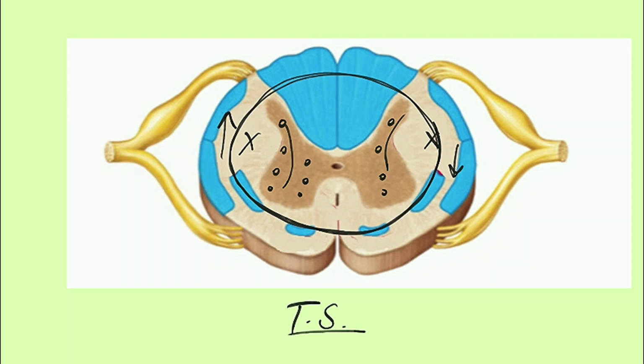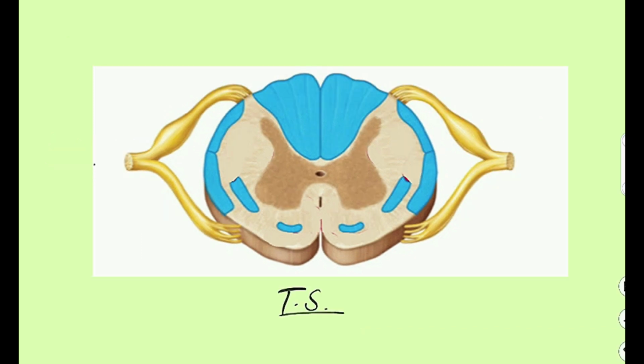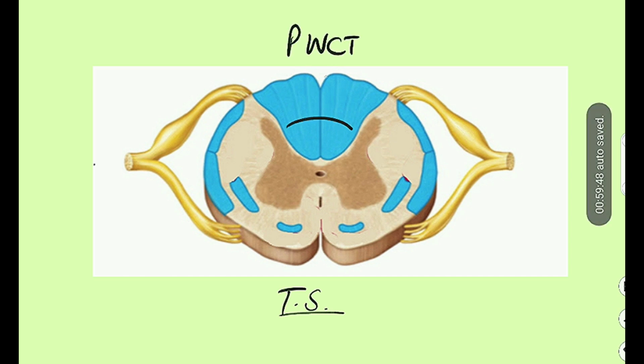From each segment of the spinal cord, we get two roots. One is the dorsal root, one is the ventral root. The dorsal root has this ganglia, and these two roots unite together to form the spinal nerve. We have 31 spinal nerves. Now I'll show you the ascending tracts that are present in the white matter. This is the posterior white column, which has the posterior white column tract, which has two bundles, a medial bundle and a lateral bundle. The medial bundle is the gracile fasciculus and the lateral bundle is the cuneate fasciculus.